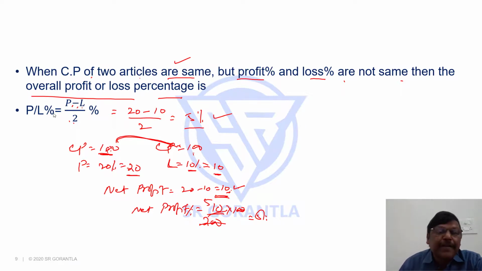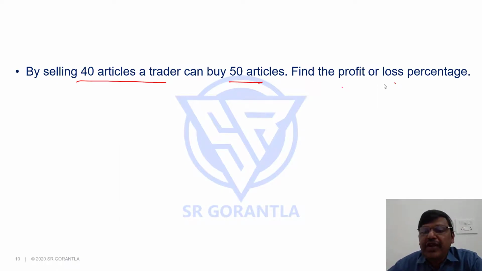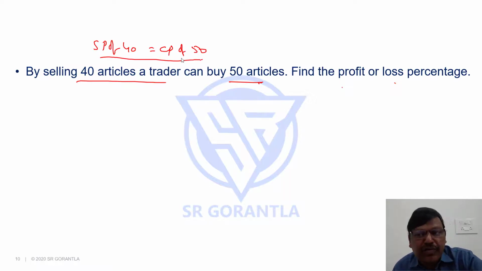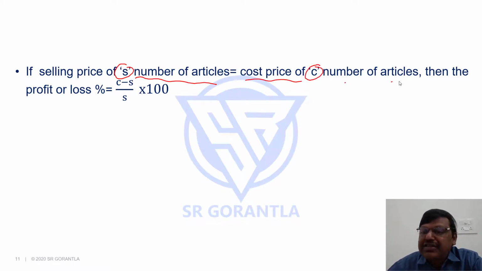Let's take up one more model. By selling 40 articles, a trader can buy 50 articles. Find his overall profit or loss. Here, SP of 40 articles equals CP of 50 articles. Right. What is the shortcut formula? Then we will see the background. The shortcut formula is like this. If the selling price of S number of articles equals the cost price of C number of articles, then profit or loss is C minus S by S into 100. This is the shortcut formula.